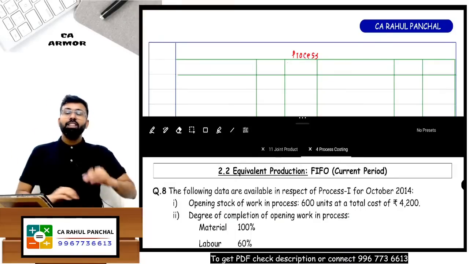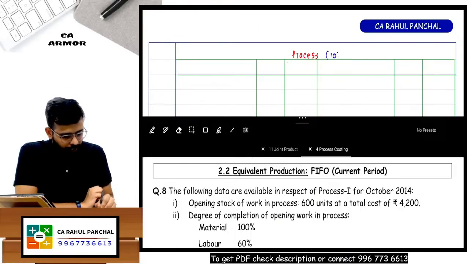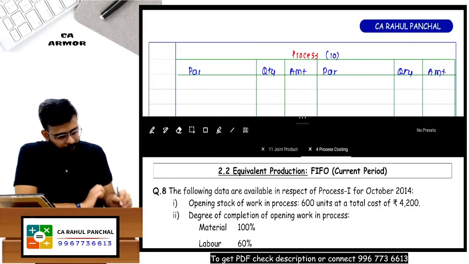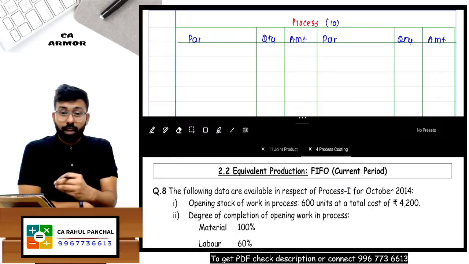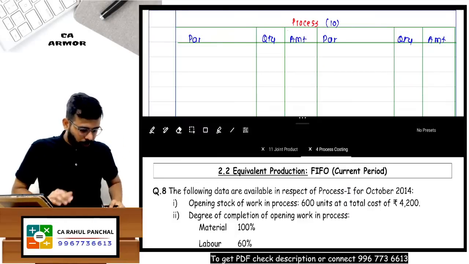Now if I start the question, step number 1 is very easy. Read the entire question. The process account is made for 10 lines: particulars, quantity, amount, particulars, quantity, amount. Let us start with this. Till the time you guys are there with me, I will conduct the marathon. Chalo, let's start with this.